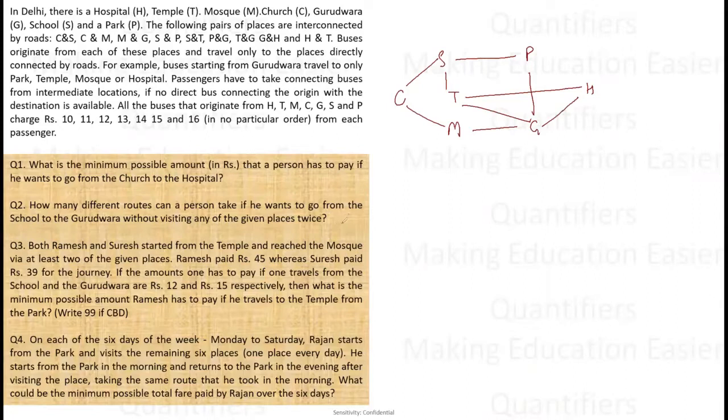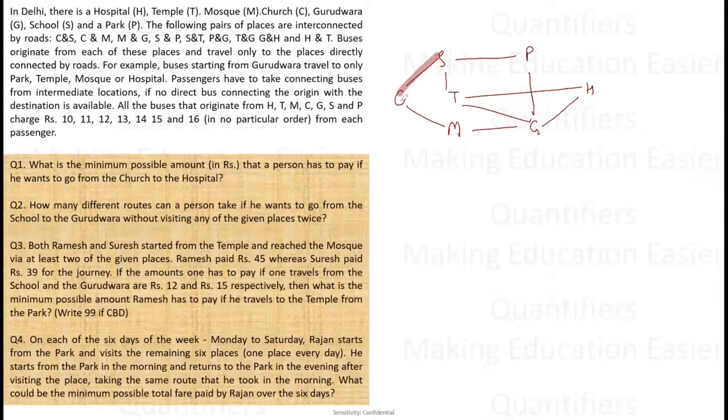Okay. It says what is the minimum amount that a person has to pay if the person wants to go from church to hospital. It is very easy for a start. Church to hospital. I will try to include as minimum stoppages as possible. So like this, I will go in this way, or I can go in this way. Anyway, both these places have only limited stoppages in between them, right?